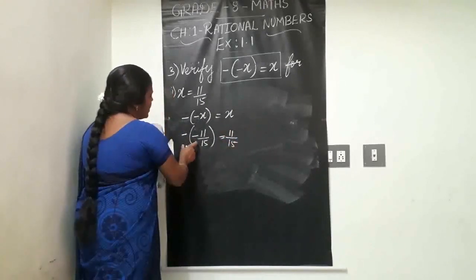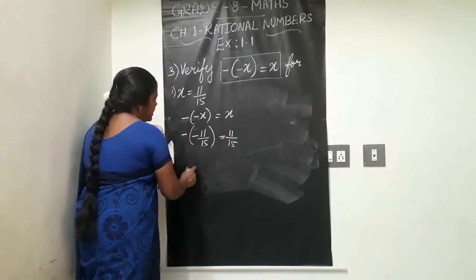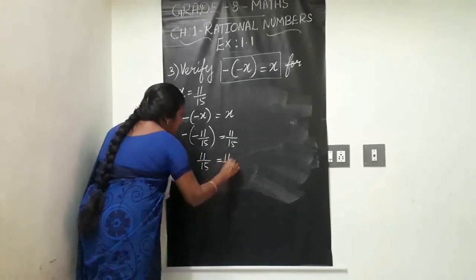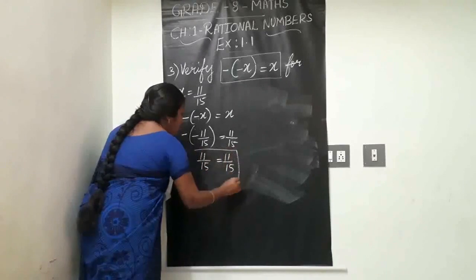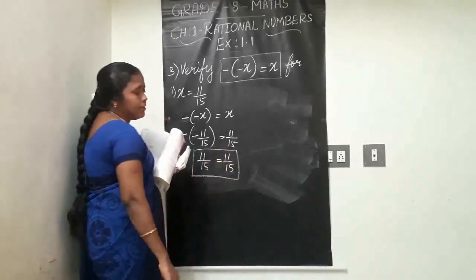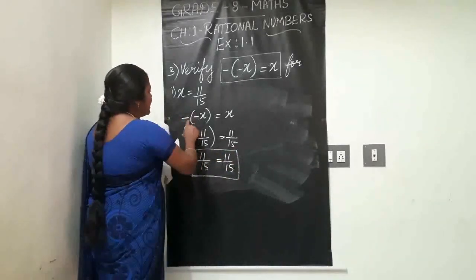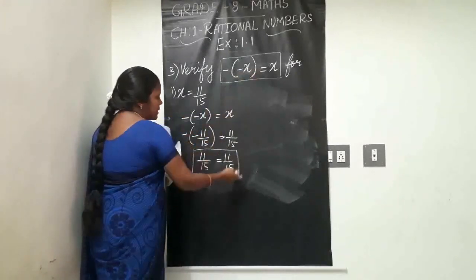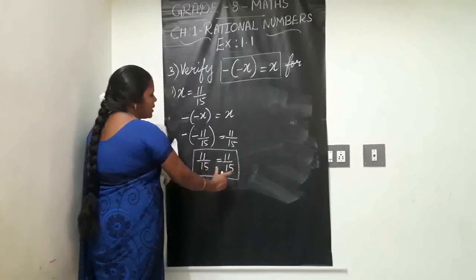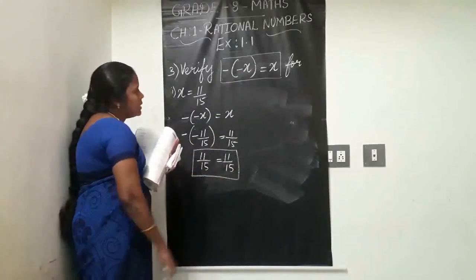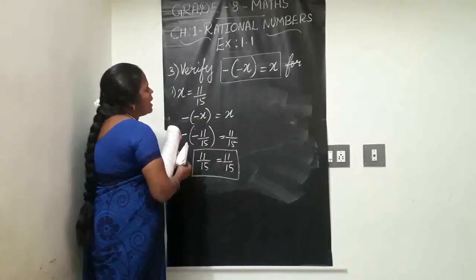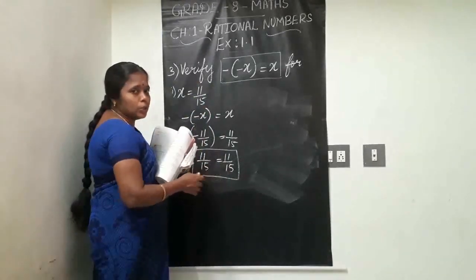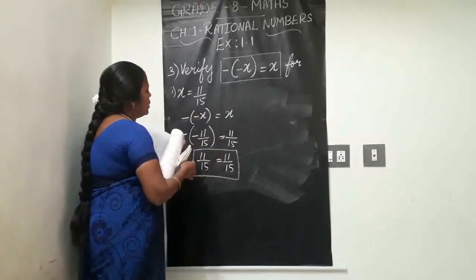Multiply on the left hand side, minus into minus gives plus. Plus 11 by 15 is equal to, right side also x only. x value is 11 by 15. So, minus into minus becomes plus. Right hand side as it is, x is there. That's all. Both sides we have equalized. This is one way. You can copy down neatly in your classwork note like this slowly.